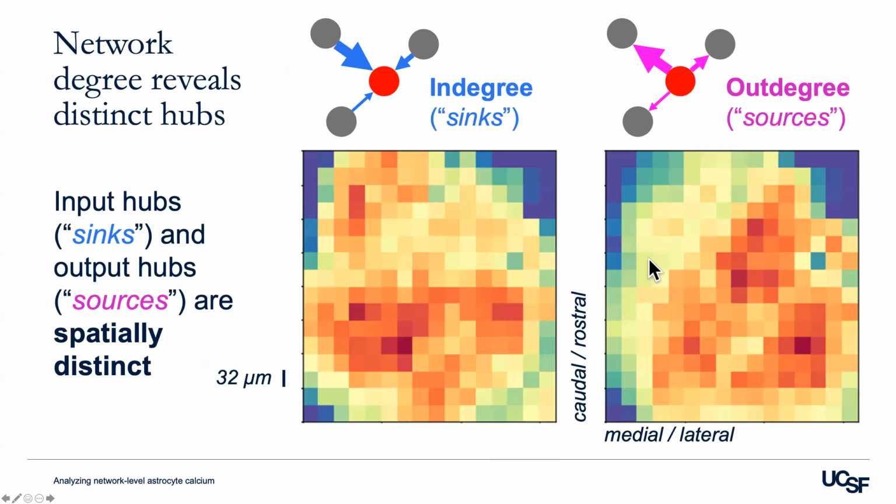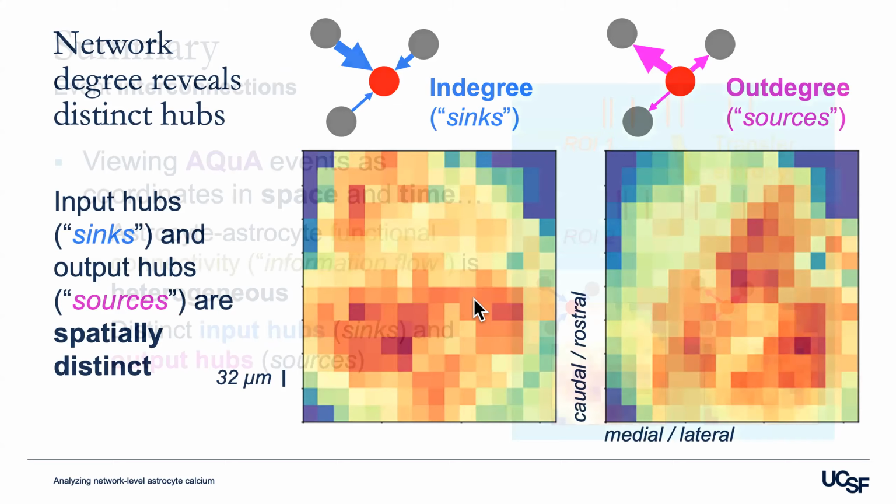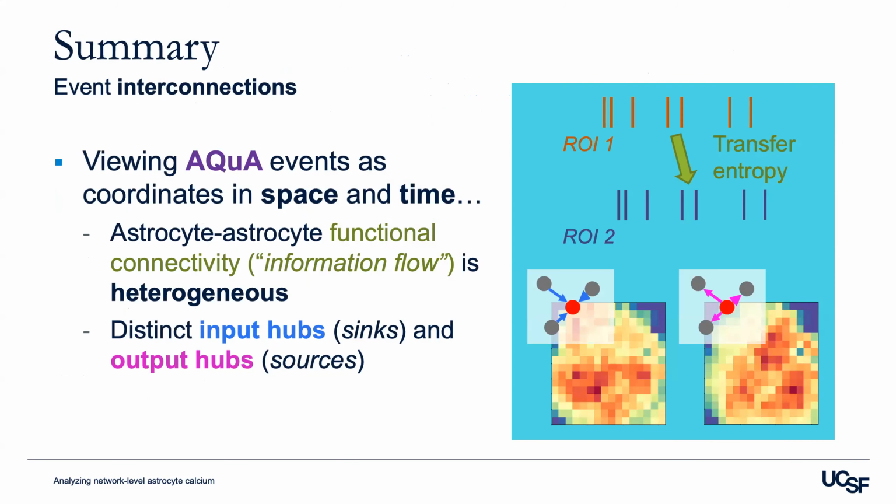And so if we apply this analysis and look across all the regions of interest within the imaging field, what we see is that there are regions that are spatially distinct that serve as input hubs, or areas that have a large input degree, or output hubs, or areas that have large output degree. And these areas are actually spatially distinct. So by viewing AQuA events as coordinates in space and time, we were able to see that astrocyte-astrocyte functional connectivity or information flow is spatially heterogeneous, and that there are distinct input hubs or sinks and output hubs or sources.